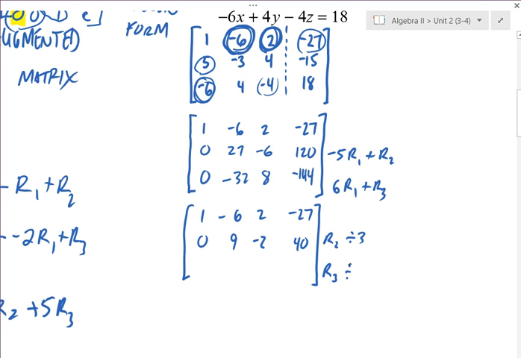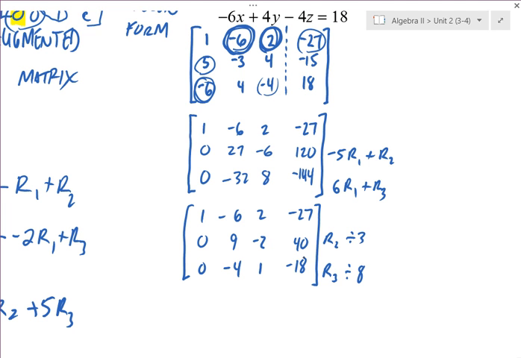Divide by 8. Divide by 8 and you get -4, 1, and 144 divided by 8 is 18, -18.